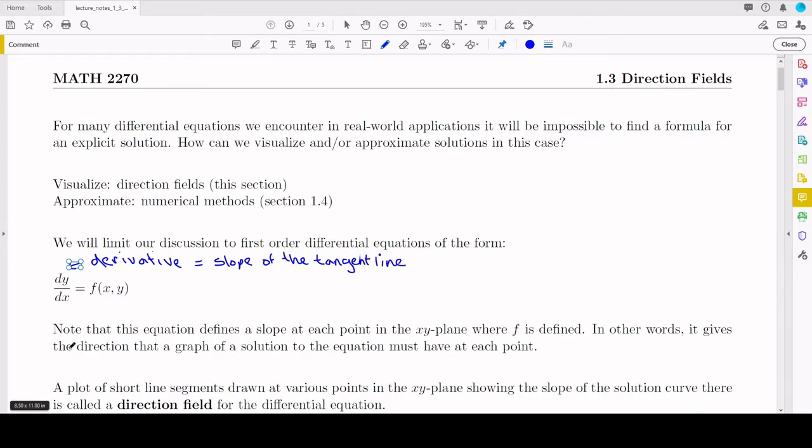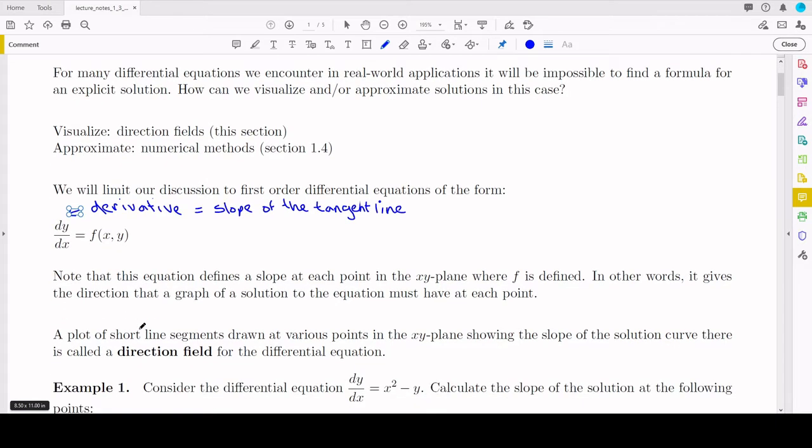In other words, it gives the direction that a graph of a solution to the equation must have at each point. So for x and y, we plug those into f. That gives us the value of the derivative, and that in turn gives us the slope of the tangent line to the solution of that differential equation. A plot of short line segments with the given slope drawn at various points in the xy plane, showing the slope of the solution curve there, is called a direction field for the differential equation.